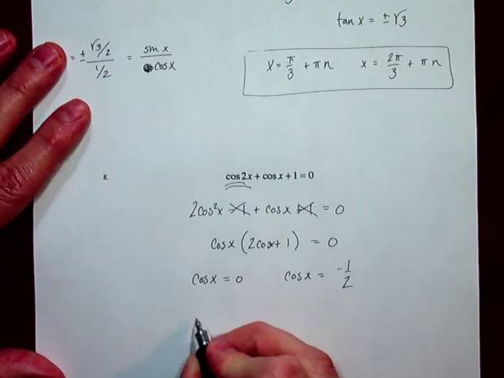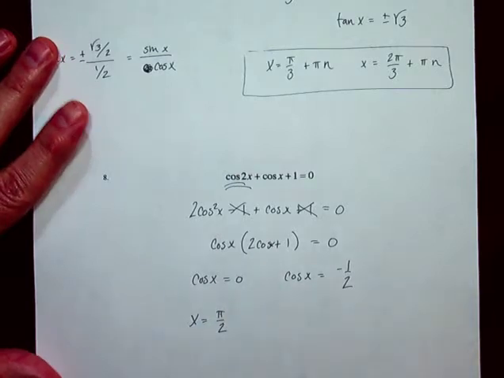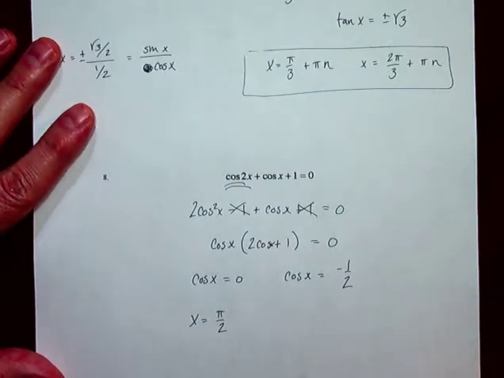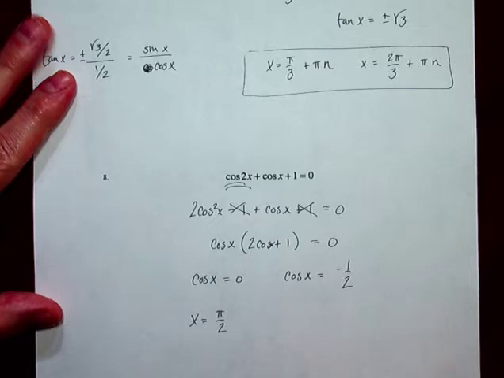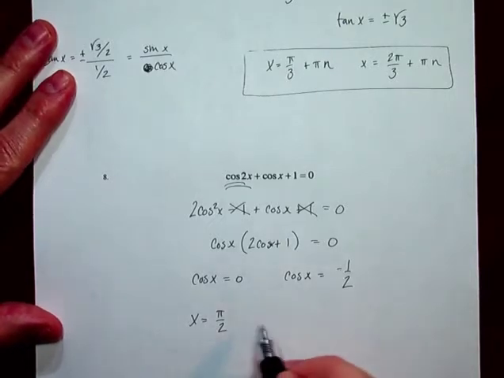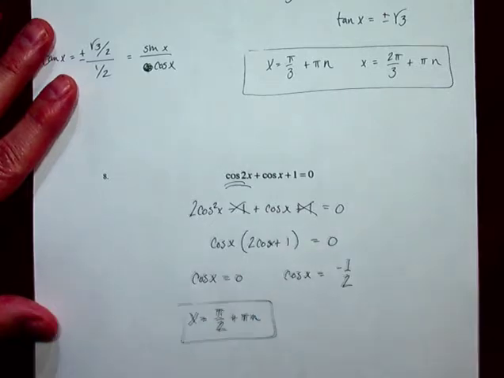Well, cosine is equal to 0 at pi over 2. But it's also equal to 0 at 3 pi over 2. And remember, this is that unique situation where they just happen to be on opposite sides of the unit circle, and therefore instead of pi over 2 plus 2 pi n and 3 pi over 2 plus 2 pi n, you can actually just shorthand that as pi over 2 plus pi n.